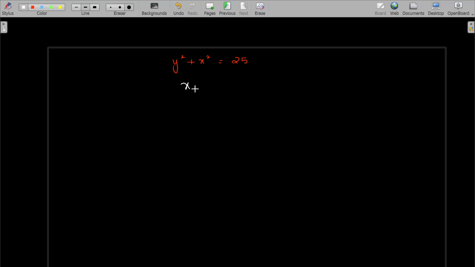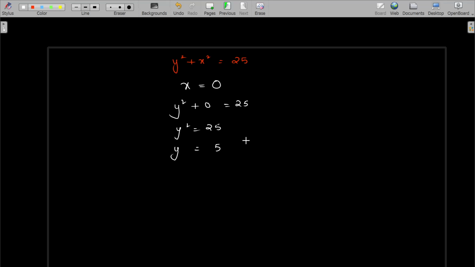Let's just take a simple value, x is equal to 0. If we put this value in the equation, y square plus 0 is equal to 25. So y square is equal to 25. So what is the value of y? 5.